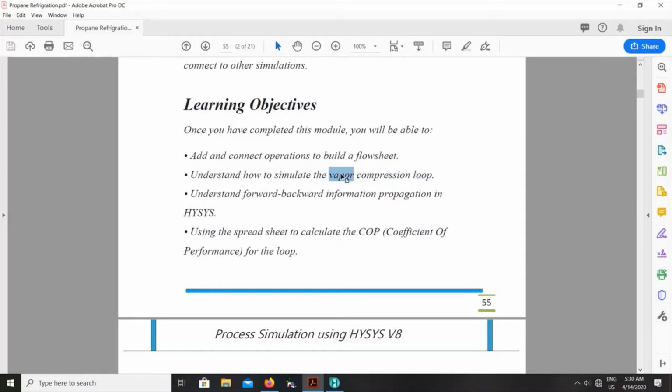This is the main component that we are studying in this particular exercise. Also, we need to understand forward and backward information propagation in HYSYS: how we can give some information forward, and some information will be available when the loop is complete. Then again, inside HYSYS we have the Excel or spreadsheet facility. We need to use the spreadsheet inside Aspen HYSYS to calculate the COP. COP is nothing but the coefficient of performance of the loop, how well the loop is performing. So we need to calculate this using the coefficient of performance.